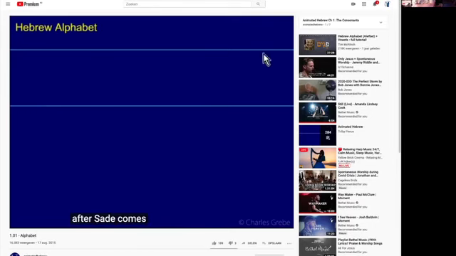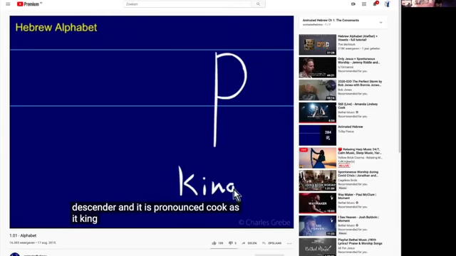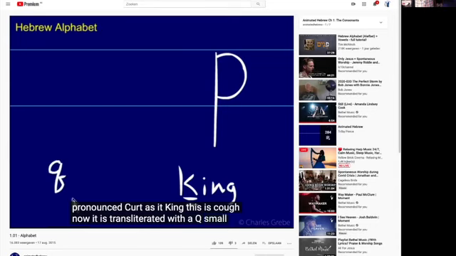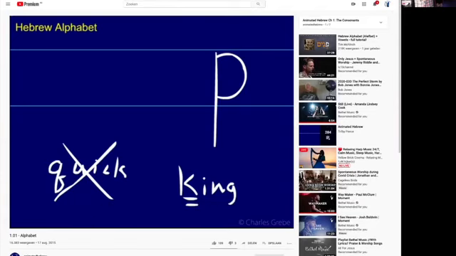After Tzade comes Kof, which looks something like this. Has a portion that extends below the line. Maybe we did that a bit long, but it's got a descender. And it is pronounced K, as in king. Just like our Kaf. The Kaf with the Dagesh is also pronounced K, as in king. This is Kof. Now it is transliterated with a Q, a small Q, but it's never pronounced Kwe, as in quick. So don't pronounce it that way. Pronounce it K, as in king. So that's Kof.